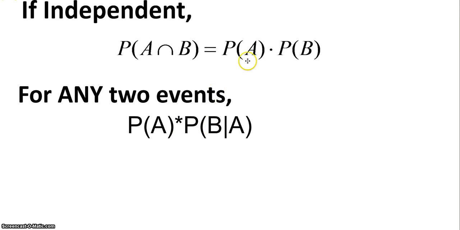And the reason for that is because of this conditional probability. Remember that independent events have probabilities that don't affect each other. So the probability of B given A and the probability of B will be the same for independent events. It's when we get into dependent events that it starts to get a little bit different. So this is the formula that we'll use: the probability of A times the probability of B given A.